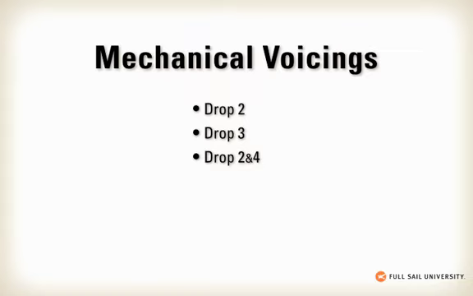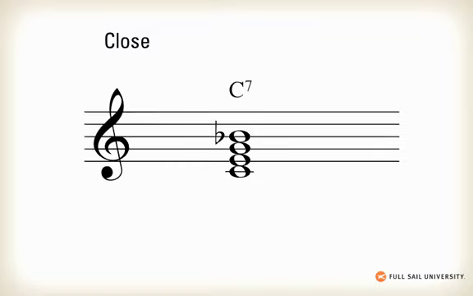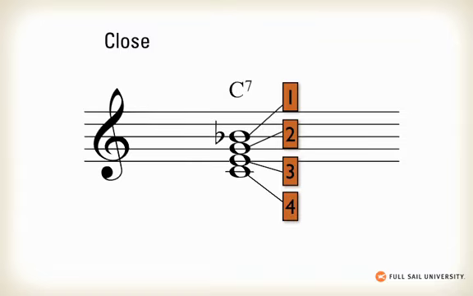Mechanical voicings are a set of techniques for voicing chords that will give you the ability to quickly create a wide variety of sounds. Drop 2, drop 3, and drop 2 and 4 are the three mechanical voicings. In each of these voicings, we begin in close position and simply drop one or two of the pitches down an octave, making the voicings progressively more open. We label the chord tones sequentially from top to bottom. The highest chord tone is 1. The next chord tone down is 2, and so on.